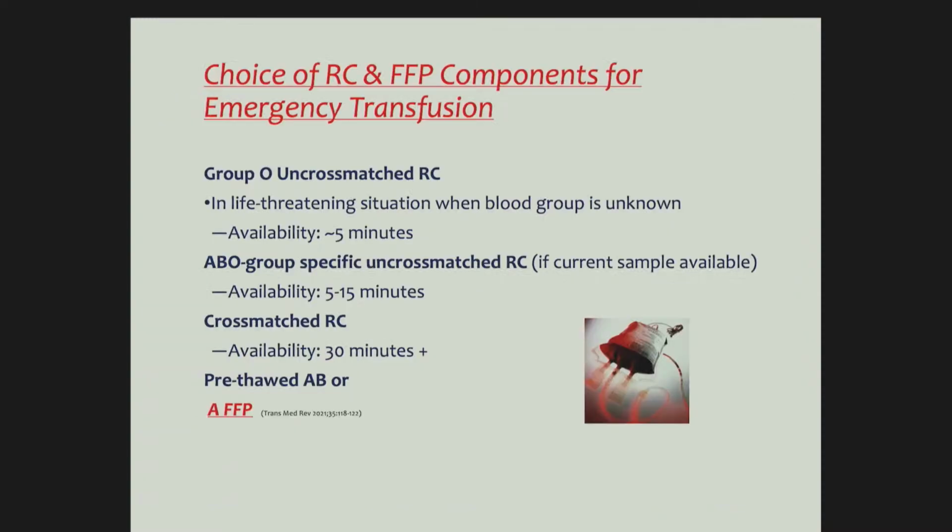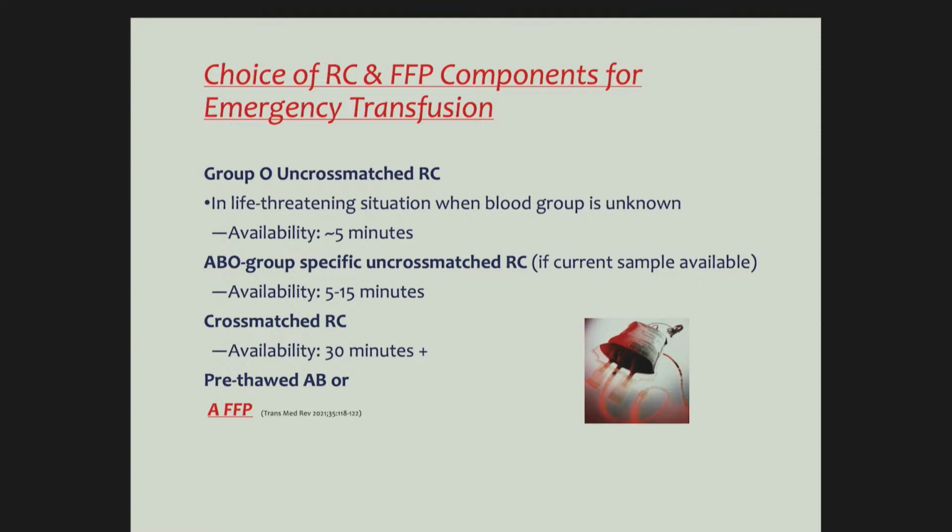So what choice of products do we have? We can give group O unmatched red cell. If we don't know the patient's details or blood group, we can give ABO specific if we know their blood group. If we've got enough time, we could provide cross-match blood. We have the ability to electronic release, so group and screen and electronic cross-match.